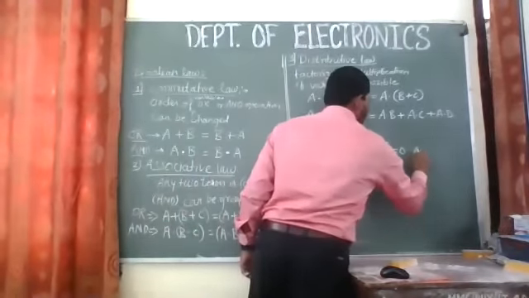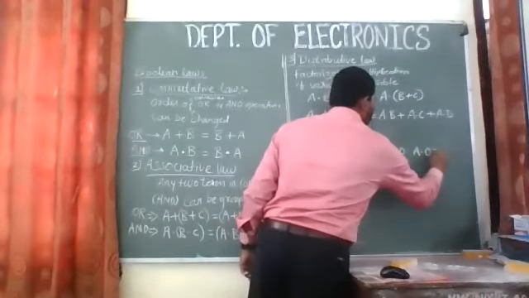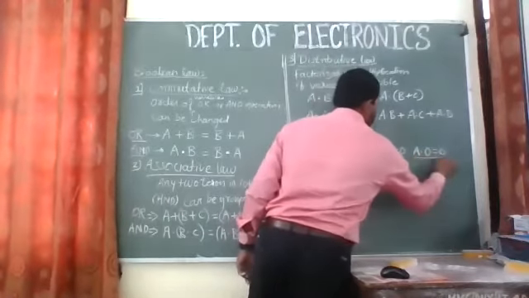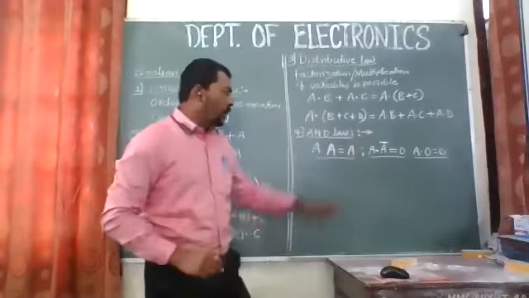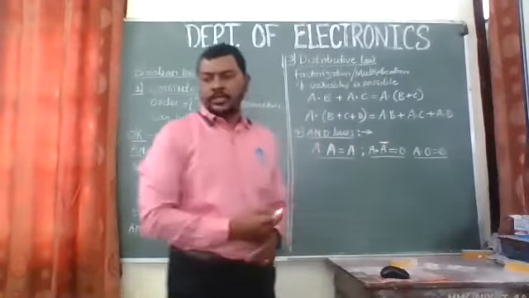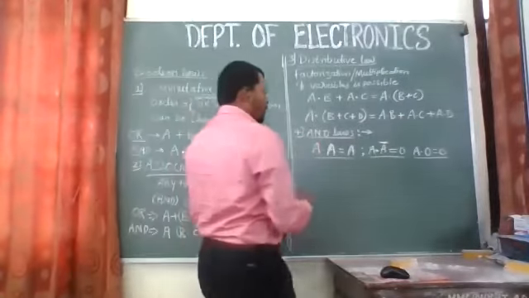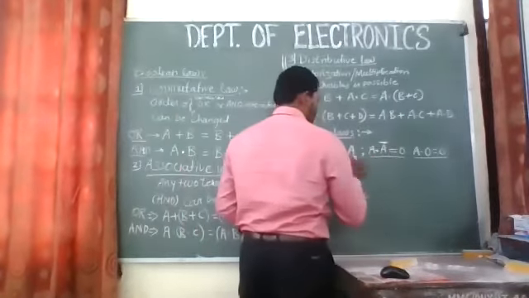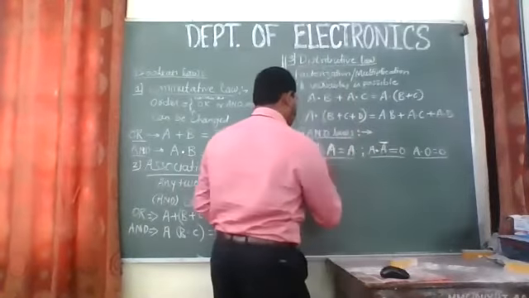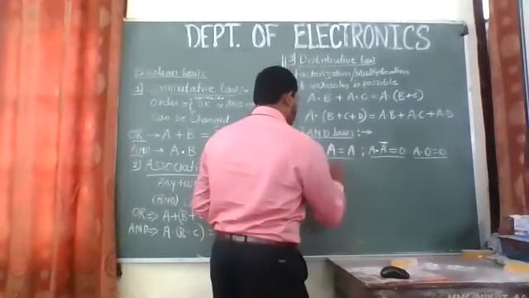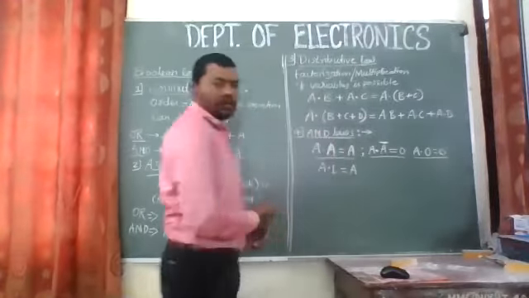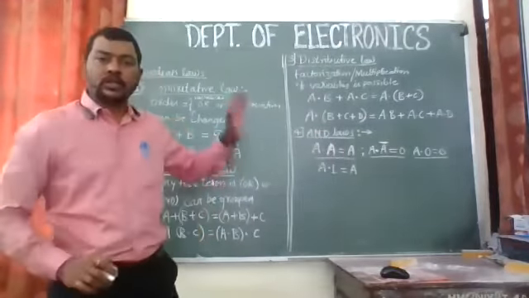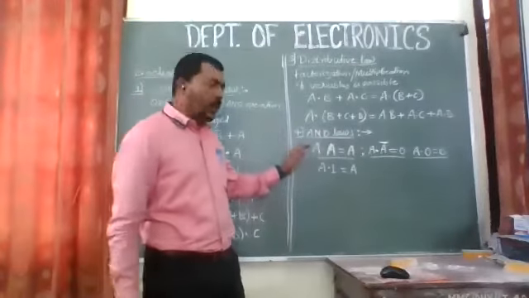The third one is A dot 0 is 0. So this is the third one, this is the second one, this is the first one. So A dot 0 is 0, and the last one is A dot 1. A dot 1 is equal to A. Remember this, these are 4 laws. These are all ANDing operations.